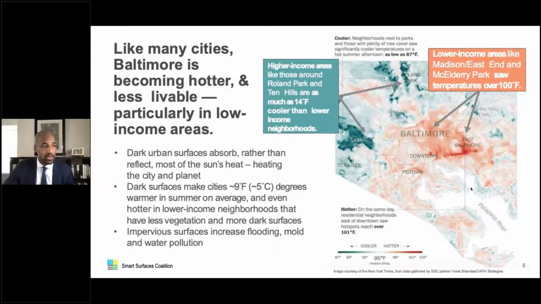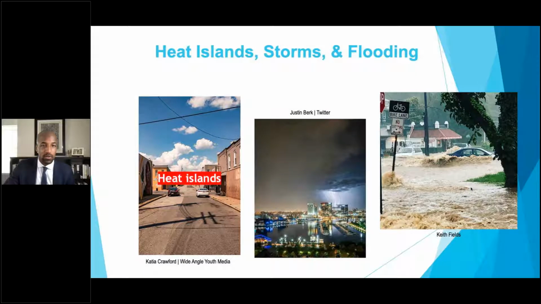But interestingly, of course, this is a matter of built infrastructure, hard surfaces, dark surfaces that trap heat. But those surfaces also play an important factor in another major issue, or multiple major issues in the city. And of course, it's the heat island effect. But then also with more severe storms, we're seeing more flooding.